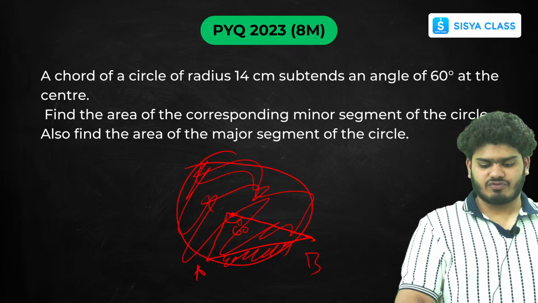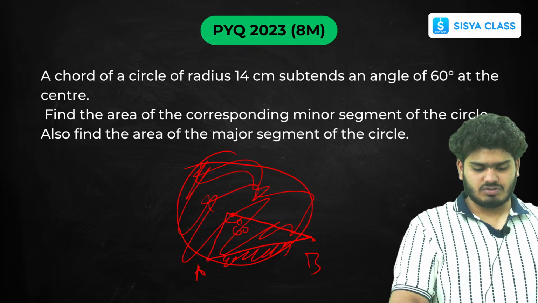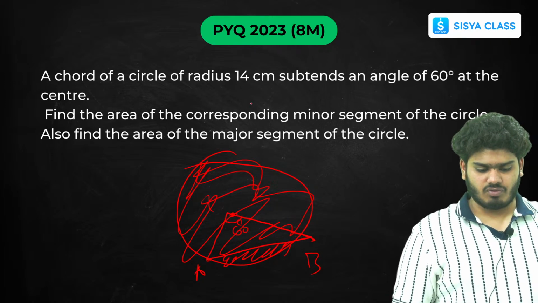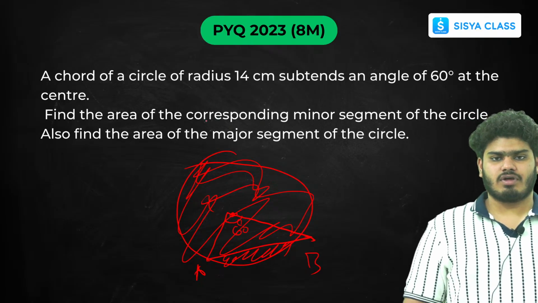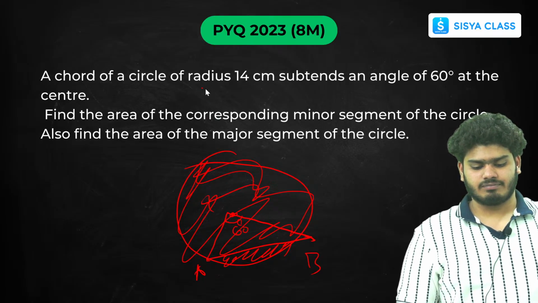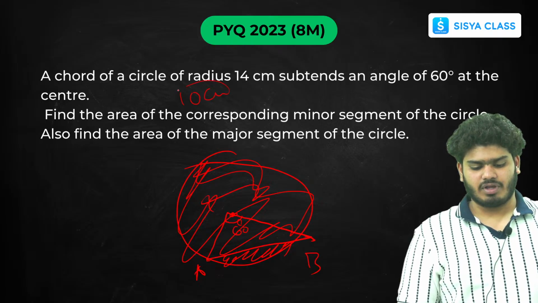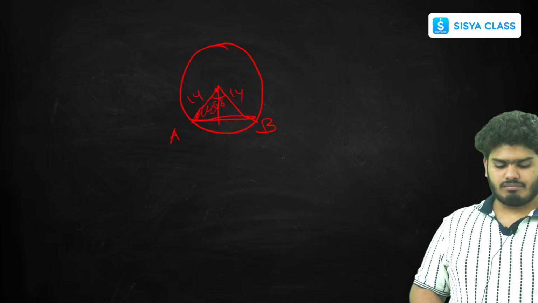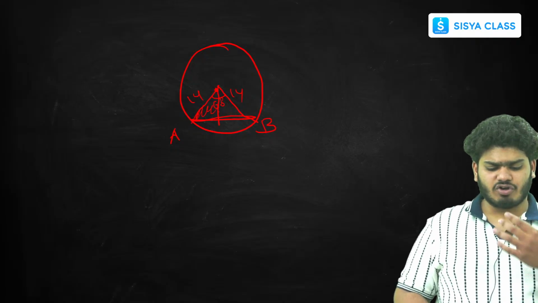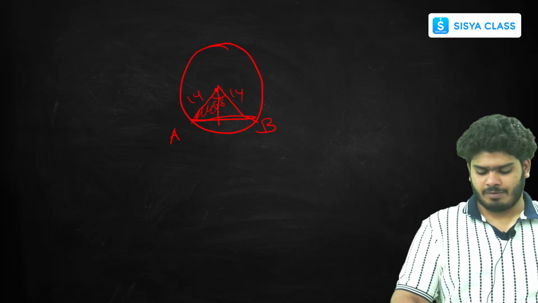See, in this question one more thing will be given. The length of the chord, which I haven't mentioned, let us take as 10 centimeter, because we can't find it using that one. If you know trigonometric ratios, it will be easy for you.